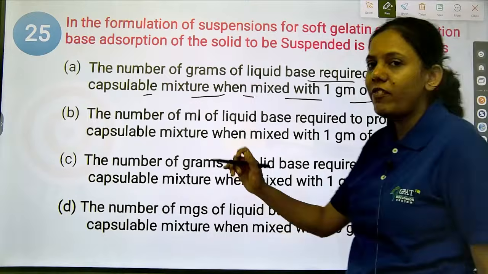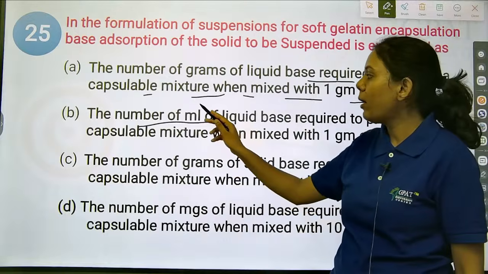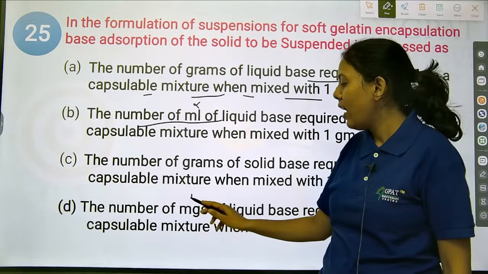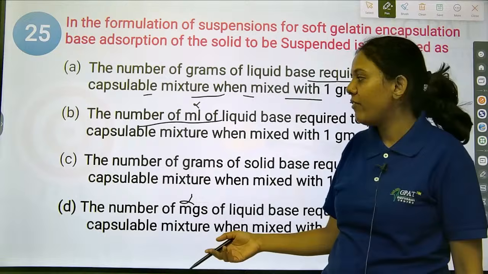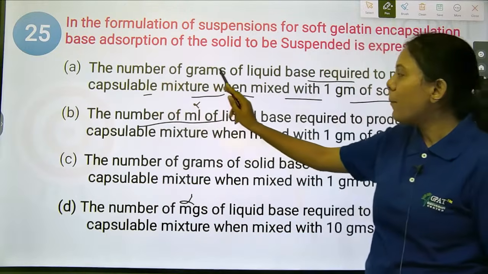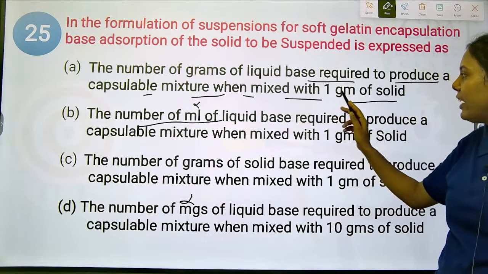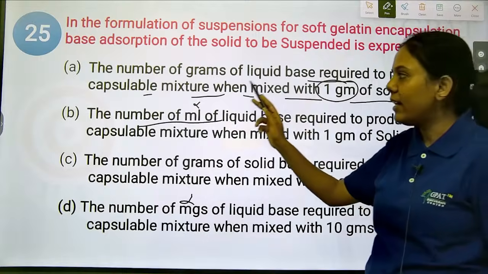We'll see. First of all, we'll rule out the options. Number of ml: just now I told you it is not about the number of ml, right? Or number of mg is also not there. We have seen. So either it has to be A or C. A is the number of grams of liquid base required to produce a capsulable mixture when it is mixed with 1 gram. Yes, that is right.